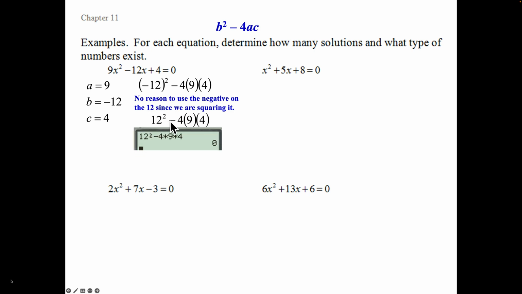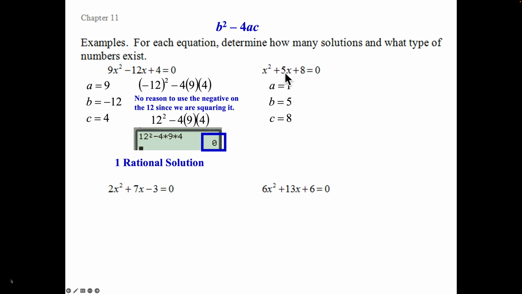You will write this down on your test. You will tell me the answer equals 0. Based on 0, you have one rational solution. So I need to see this step, I need to see the answer you get, and then I need you to tell me how many answers and what type of numbers based on this value. So we got to make sure we type this into the calculator correctly.